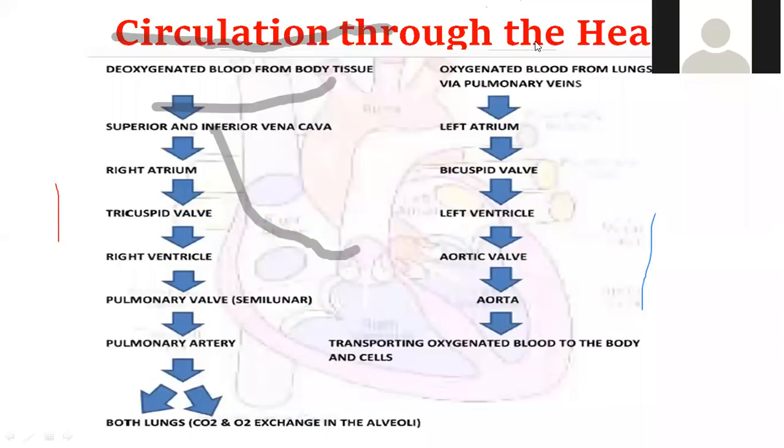Remember, the heart itself has to be supplied by arteries. They are also branches of the aorta. They also give nutrients to the heart. The heart is the pump that gives blood to the entire body, but it also has to be supplied with blood and nutrients. So that is just it.